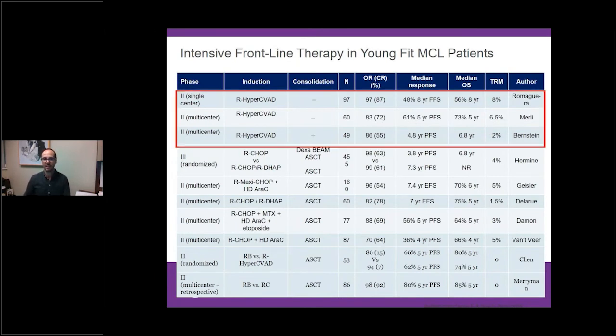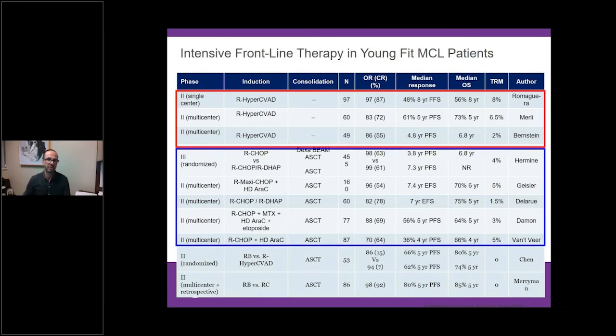So there have been studies of a very complex regimen called hyper-CVAD. There have been a number of studies looking at R-CHOP alternating with DHAP, and there have been some studies looking at bendamustine and rituximab. So how do you choose? It's very tricky. It depends on what your local practice is, what your availability of treatments is, how fit your patient is. But the point is that there is no single standard of care.